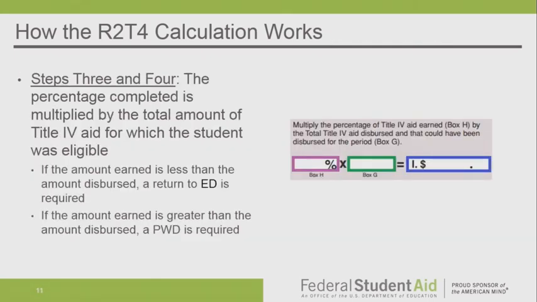All right, so then on steps 3 and 4, we're going to multiply the amount the student earned, the percentage, by the total amount of aid that the student either was dispersed or that the student could have been dispersed. If the amount is less than the amount dispersed, then a return is required, and we're going to go on to determine who's responsible for making the return. If the amount that the student earned is greater than the amount that you dispersed, then a post-withdrawal disbursement is required. And Rick's going to talk a little bit more about post-withdrawal disbursements in just a little bit.